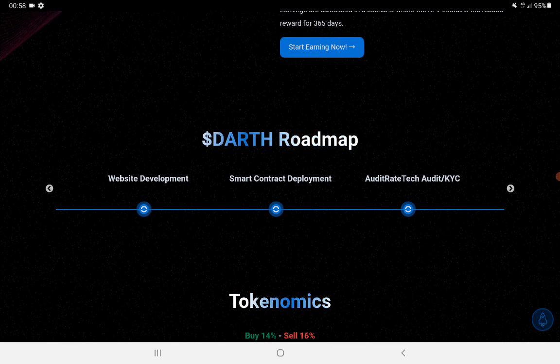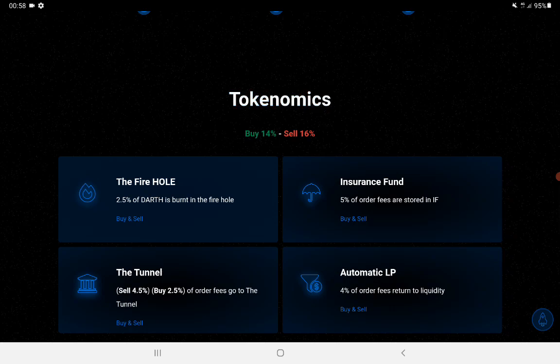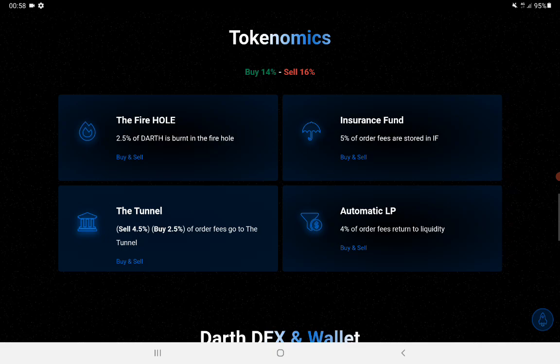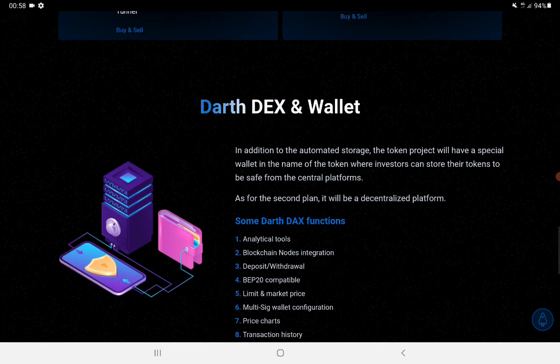The next one is the roadmap of this project and tokenomics. So for buy, you can see 14% and for sell 60%, and the fire hold is 2.5%, insurance fund 5%, sell tunnel is 4.5 and buy 2.5, and automatic liquidity pool is 4%.